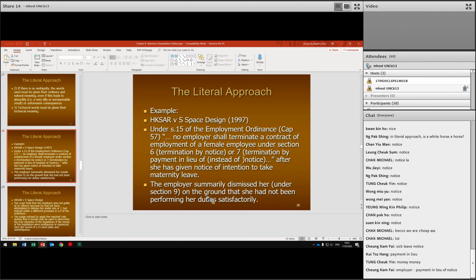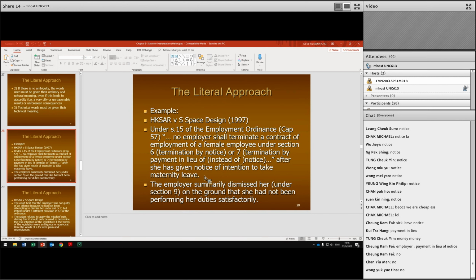Right? But in this case, the employee was pregnant. Everyone knows that pregnant employees will be entitled to maternity leave. Most people know that once the employee is pregnant, do you think the employer can terminate the employment?